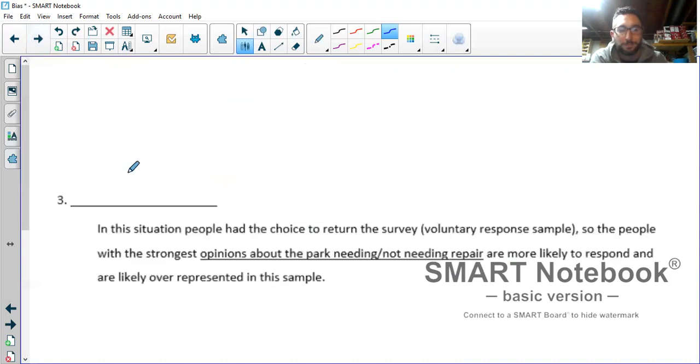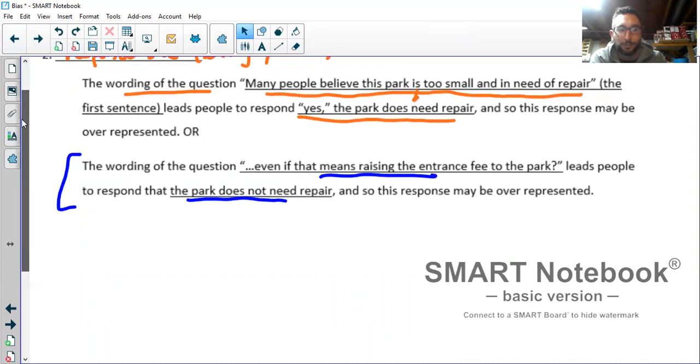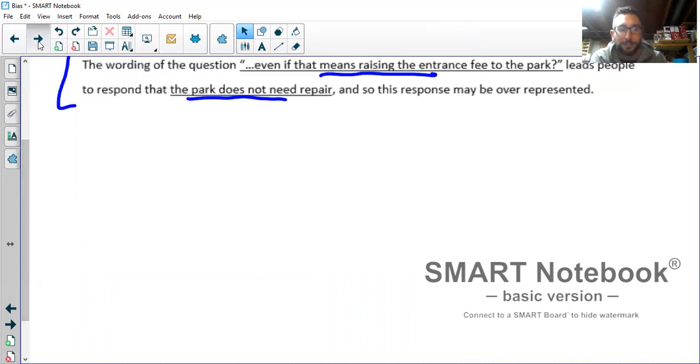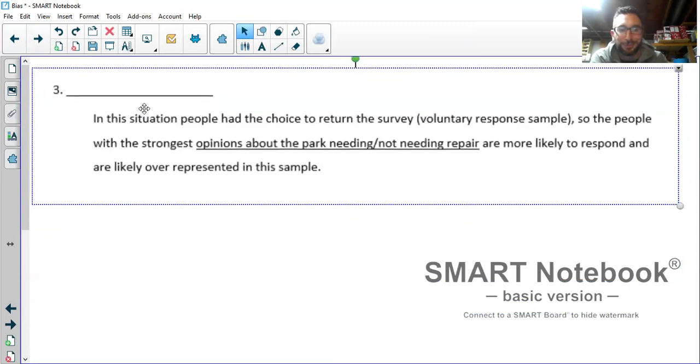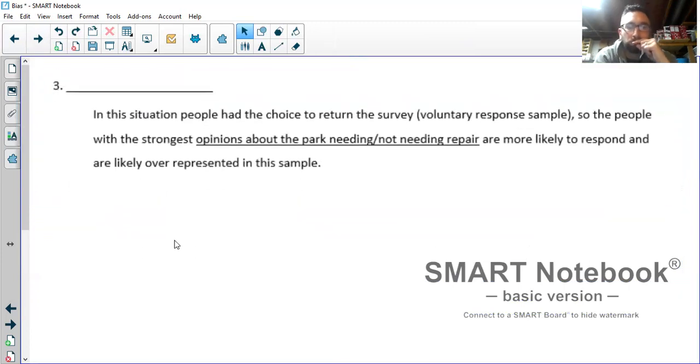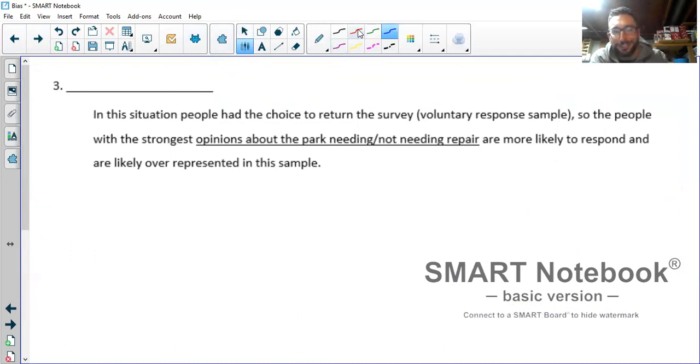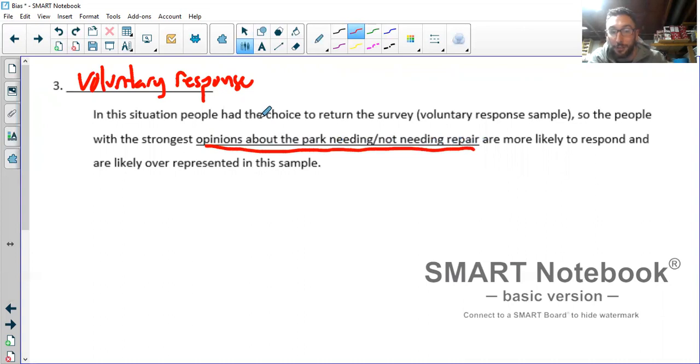Number 3. Why would I put that there? Oh, you know why? Because that's not really where I want to go for number 3. I really want to do this. Oh, no, I don't. I have no idea what I'm talking about. Here's number 3. It's a voluntary response sample. You know what the answer is. Voluntary response bias. Don't just write voluntary response. Be thorough. And again, there's a template. You could steal this sentence and write this same exact sentence every single time for voluntary response bias and just fill in that one blank.